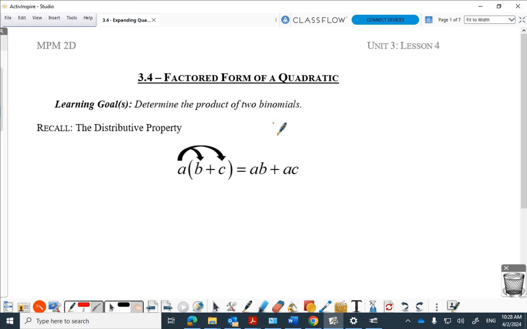There might be times in this lesson you're like, oh, I didn't really understand the depth of the distributive property. Here it is. Learning goal: determine the product of two binomials. What? Determine the product of two binomials. We'll get to that in a minute. First, the product of two things where only one's a binomial. That's what this is. Binomial meaning two terms. So this is a binomial.